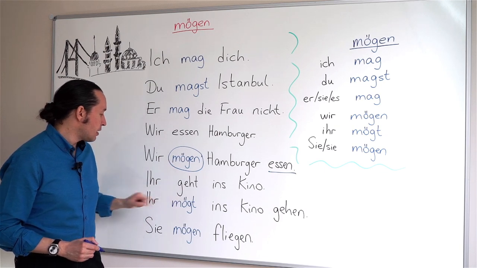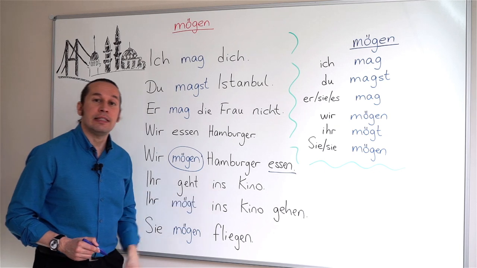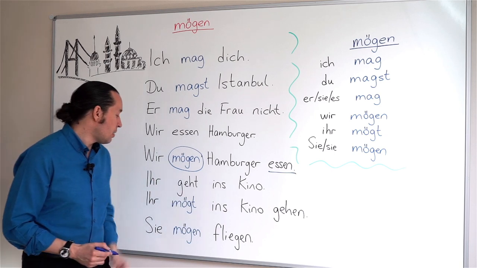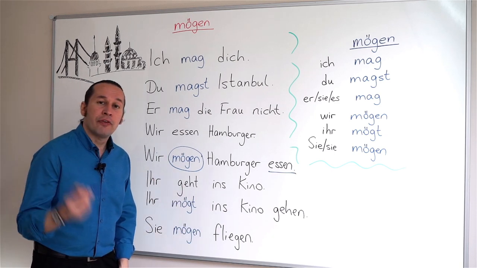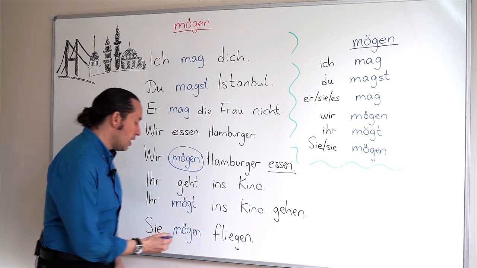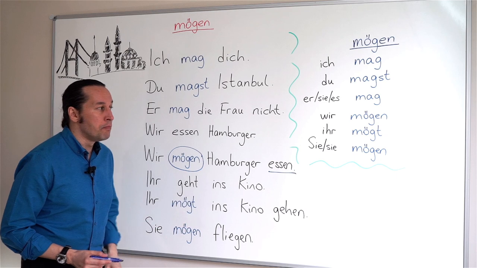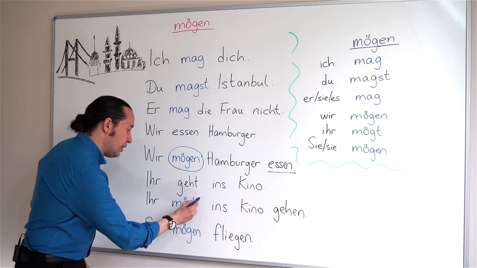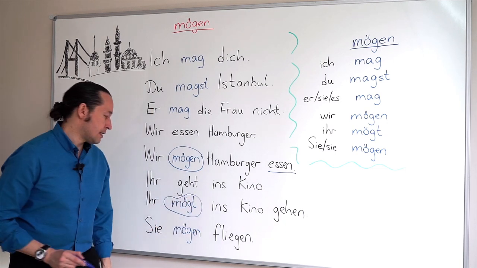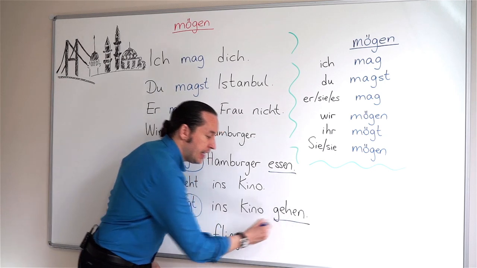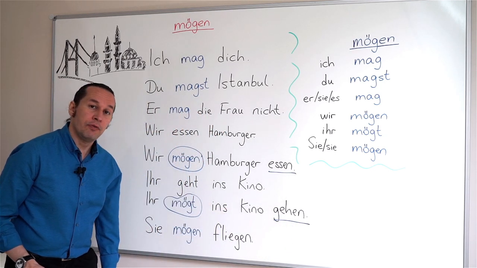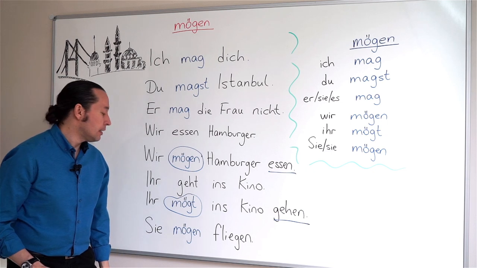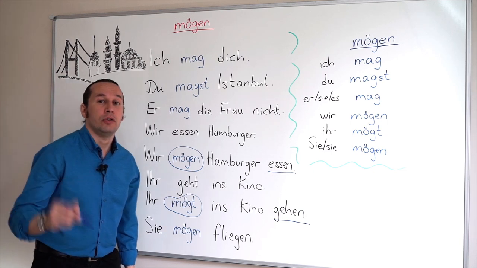Here we have in the next sentence, ihr geht ins Kino. Ins Kino stands for to the cinema. You are going to the cinema. If I say you like going to the cinema, then I need to have mögen. Here in the chart we see the conjugation ihr mögt. So we need to have ihr mögt ins Kino gehen. It remains in the infinitive form. This would be you like going to the cinema.